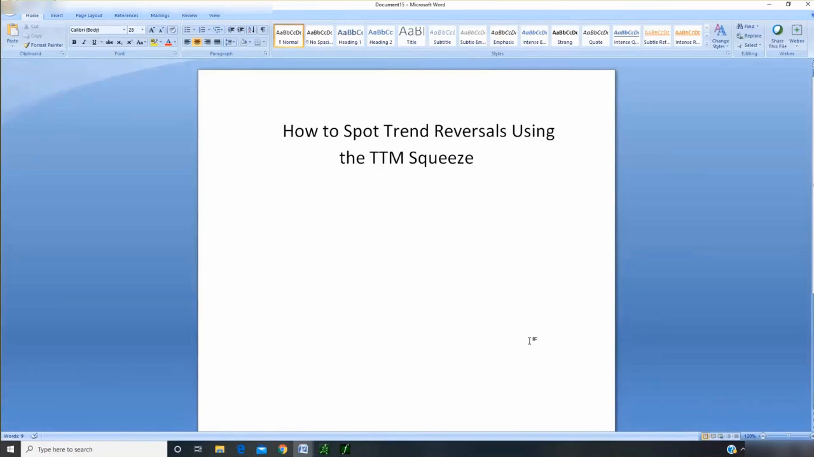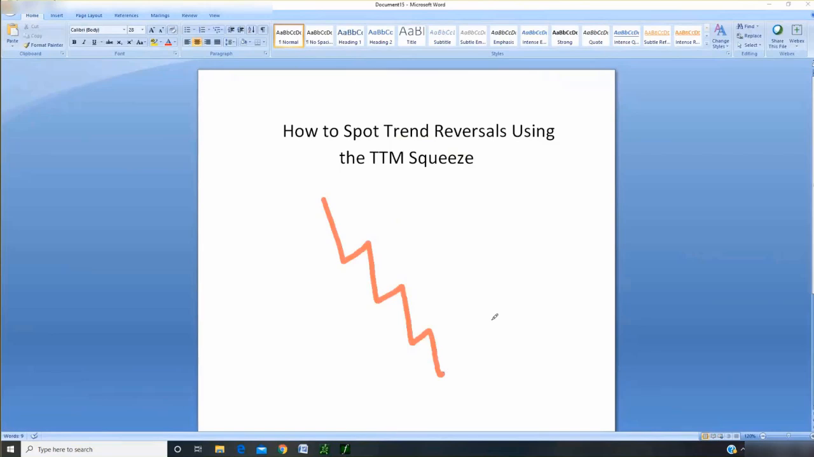Today I'm going to talk about how to spot trend reversals using the TTM squeeze. Let me just talk really quickly about a trend reversal. Right now, I'm going to focus specifically on bullish trend reversals. Since our market has been getting punished, beat down, I think it's appropriate to talk about bullish reversals. Okay, so in order to get a bullish trend reversal, first, the stock has to be moving down.